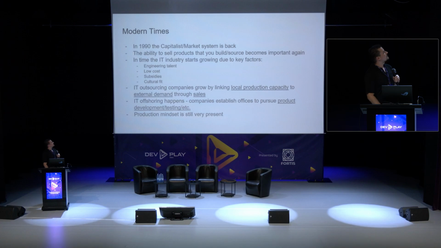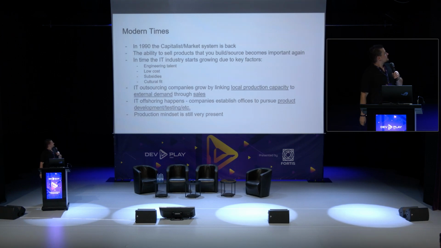So fast forward to modern times. In 1990, the capitalist market system is back. The ability to sell the products that you build and source becomes important again. In time, the IT industry in Romania started growing due to certain key factors. So you had a lot of engineering talent coming out of those colleges. Low cost was definitely a factor. There were subsidies that were put in place by the government, and the fact that the government did not dub over Cartoon Network helped us a lot because we learned English.